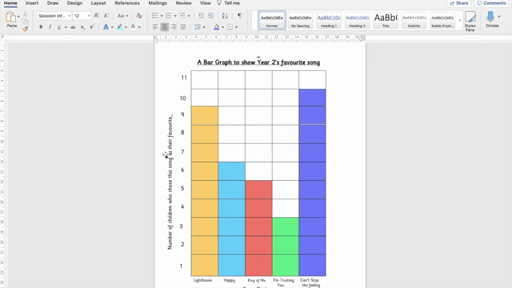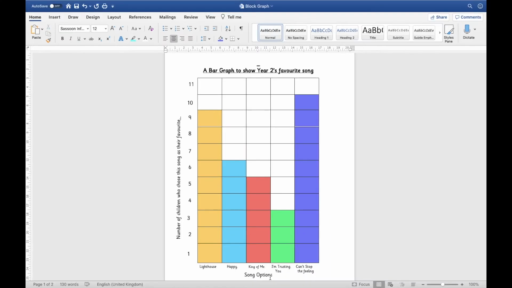So all the colours, or the lines that are going up, they're known as the bars. So when all the blocks are put together, it's known as a bar graph. Okay, so this is a lot easier to read for some people.